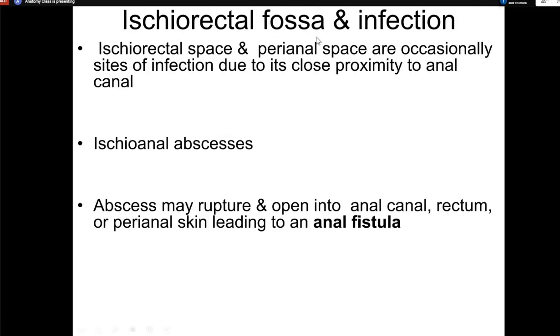Now, the ischiorectal fossa and infection. Whenever you have infection, the ischiorectal space and the perianal space are the most common sites of infection. As these spaces are closely related with the anal canal, whenever you have abscesses they may rupture and open into the anal canal, forming an anal fistula.